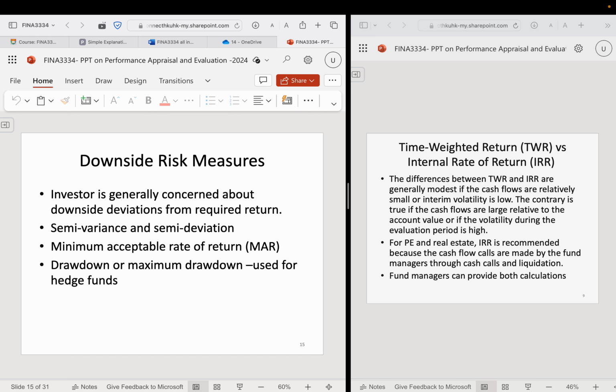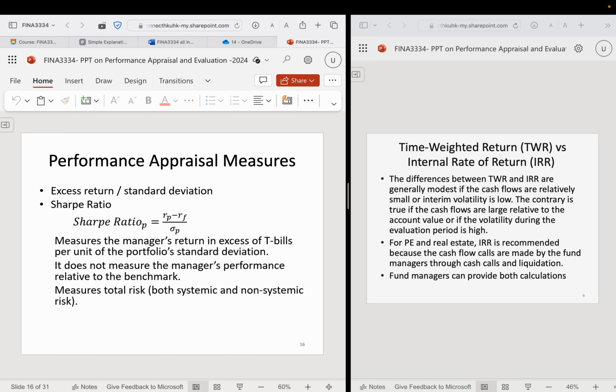And by evaluating that, we have a very commonly used ratio, the Sharpe ratio, to measure the management return in excess of the risk-free rate per unit of portfolio standard deviation, that means the volatility. It does not measure the managed performance relative to the benchmark, but it measures the total risk taken. It is calculated by the return of the portfolio minus the risk-free rate, divided by the standard deviation of the portfolio. We call it the Sharpe ratio.